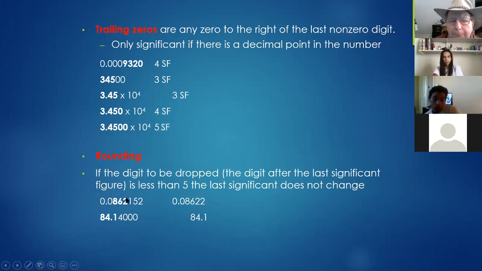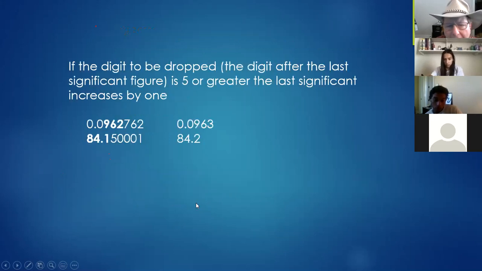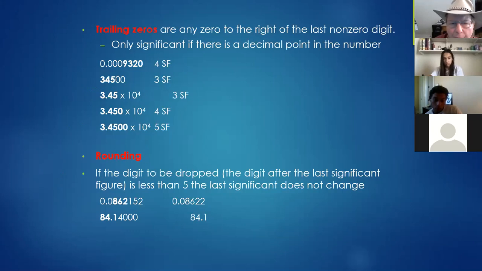I have to look at the place just to the right of the last significant figure I can report out. If that number is less than 5, the last significant figure doesn't change. If it's 5 or more, the number rounds up. So if this were 0.0862552, if I'm reporting 3 significant figures, it should be reported out as 0.0862. Questions?